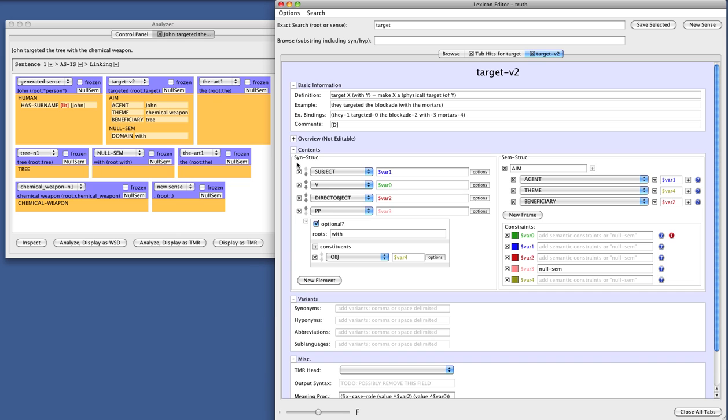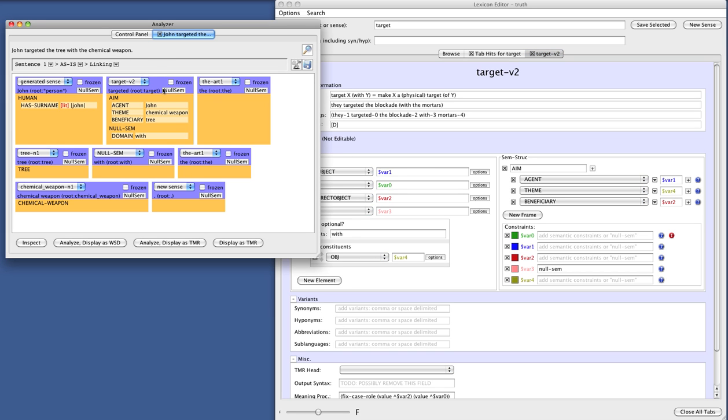On the left we see a syntactic structure, which are the syntactic expectations of this lexicon entry, and the semantic structure. Here, the system will choose words for each of the variables in the syntactic structure, and then will create outputs based on what words are chosen for those variables.